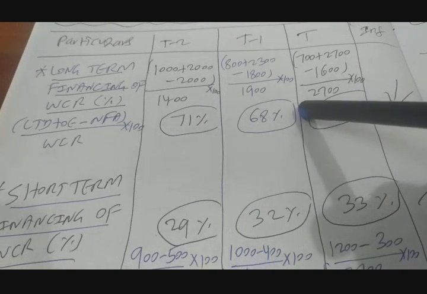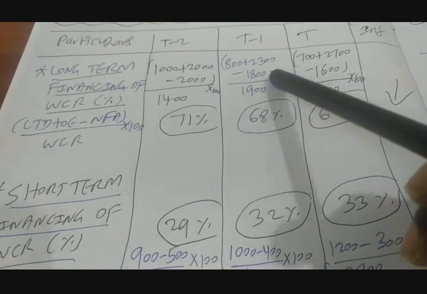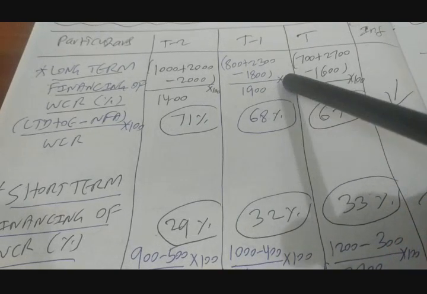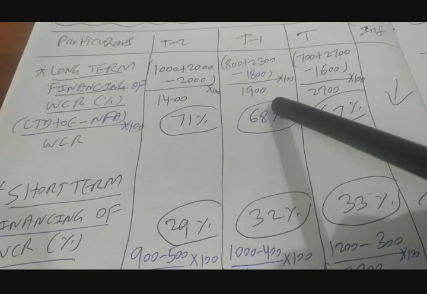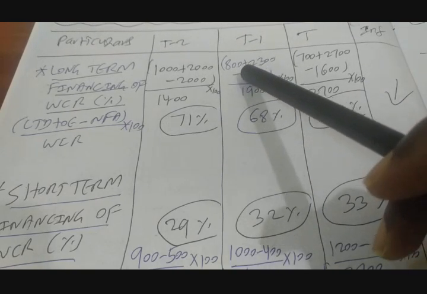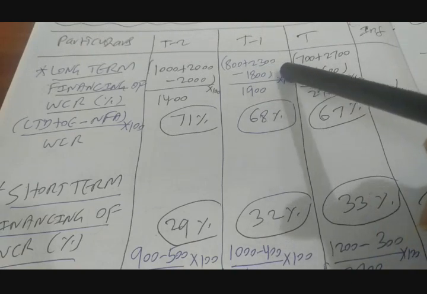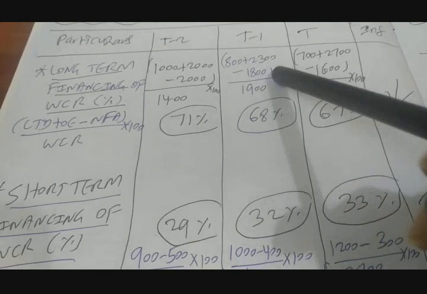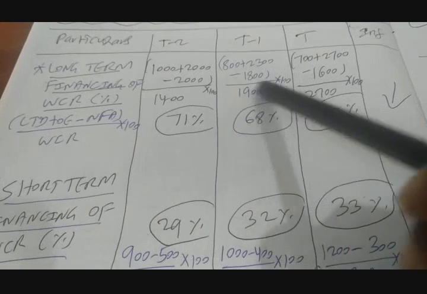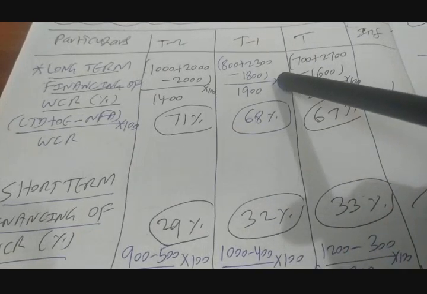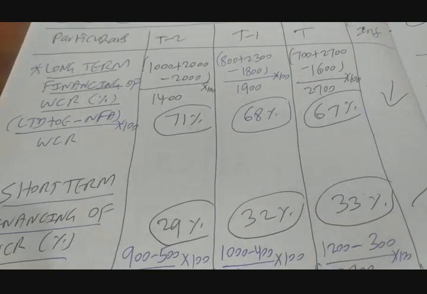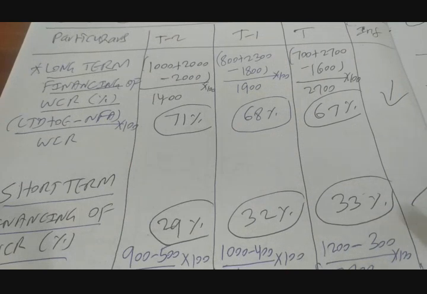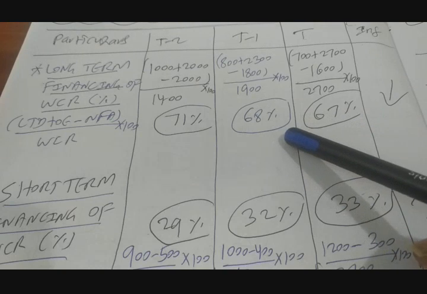If you go for year T minus 1, it is going to be 800 plus 2300 minus 1800, divided by 1900. I repeat, 800 is your long term debt, 2300 is your owner's equity, add these two. From that subtract the funding of net fixed asset, 1800. What is left is the amount going for funding investment in working capital requirement. So how much does it come to? 68%.